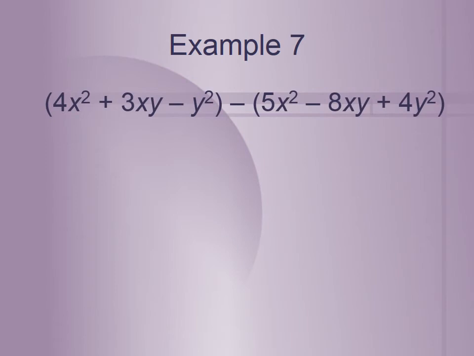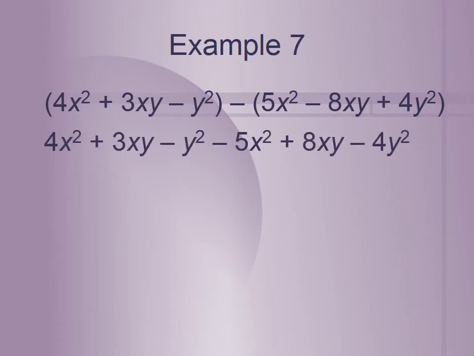So for this example, let's just distribute the negative. We get negative 5x squared. A negative and a negative become positive, so we get plus 8xy, and then a negative and a positive becomes negative, so we get minus 4y squared. Now let's combine like terms. 4x squared minus 5x squared is negative x squared. 3xy plus 8xy is 11xy. Negative y squared minus 4y squared is negative 5y squared.